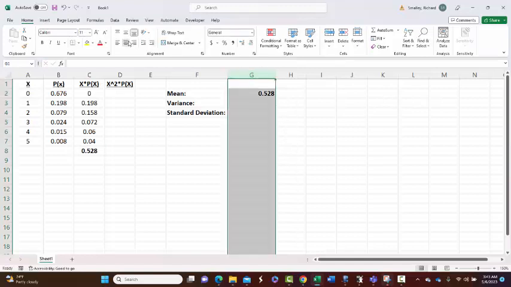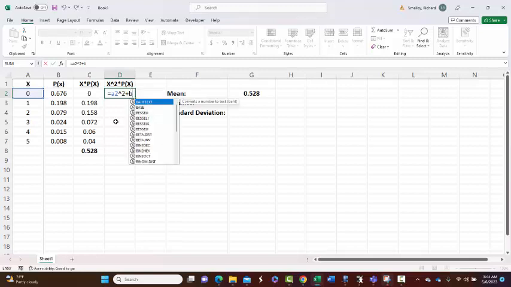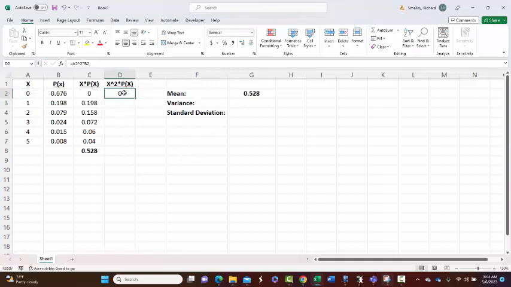Now the variance, I'm going to do equals x squared times p, so it's going to be equals A2 squared times B2. Oh, it's not that. I'm going to grab the corner. Then I'll grab the middle and add those up.